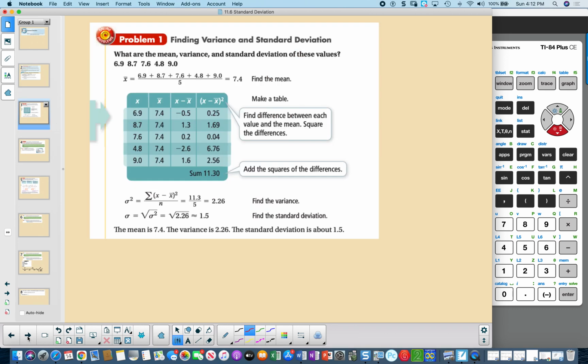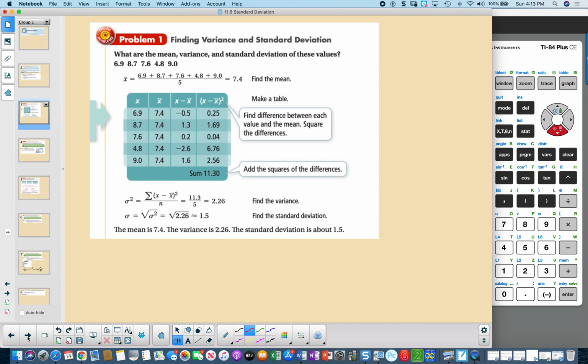So we're going to first find the mean by adding up all the values and dividing by how many there are. In our first column is all our data. The second column is the mean. Our third column is when we subtract the two. After we subtract the two, we square them. And after we square, we sum them. This is called the sum of the squares of the differences.